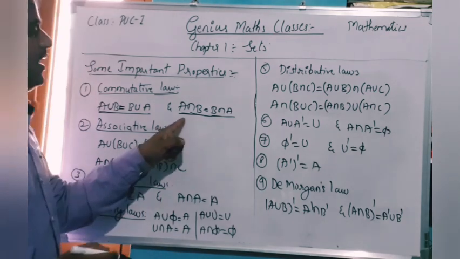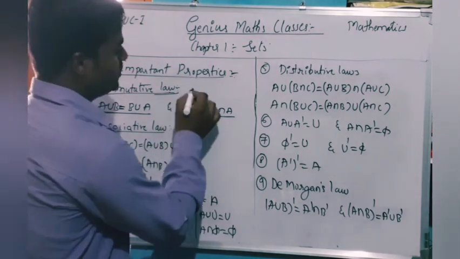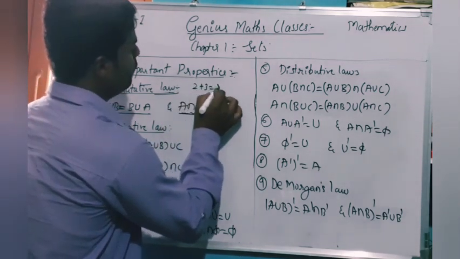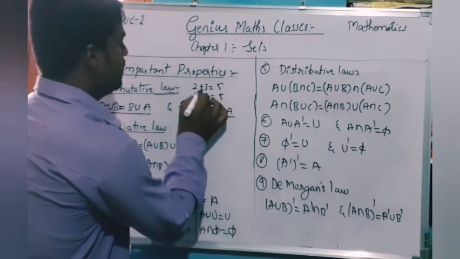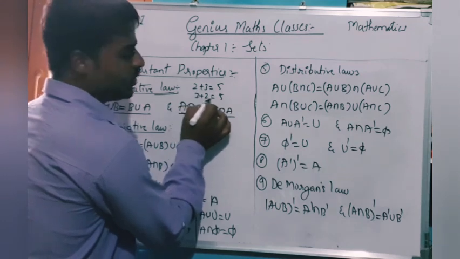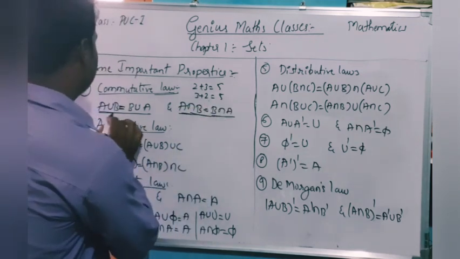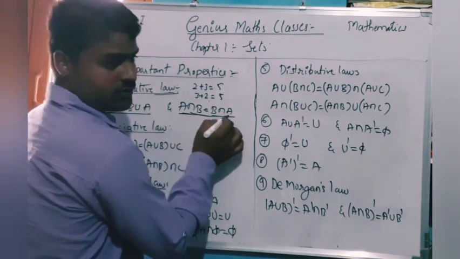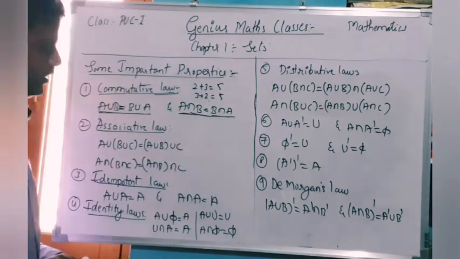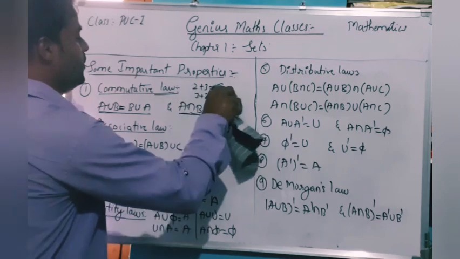So this is similar to the commutative law in numbers, because 2 plus 3 equals 5 and also 3 plus 2 equals 5. So this is equal. This is similar to this. A union B must be equal to B union A, and A intersection B is also equal to B intersection A. So this is the simple example.